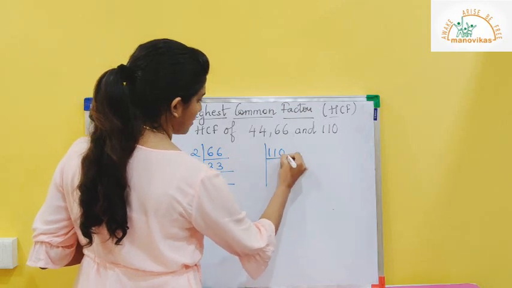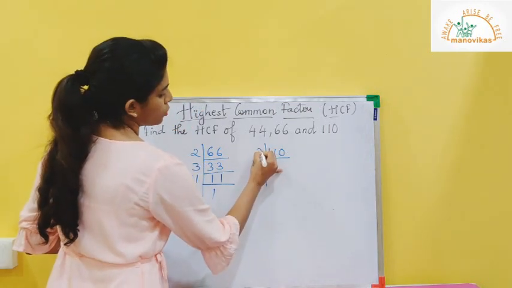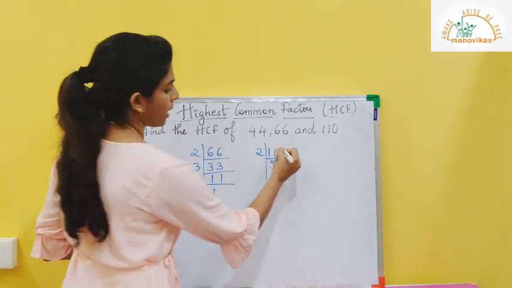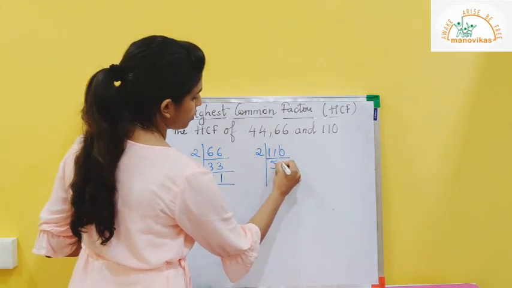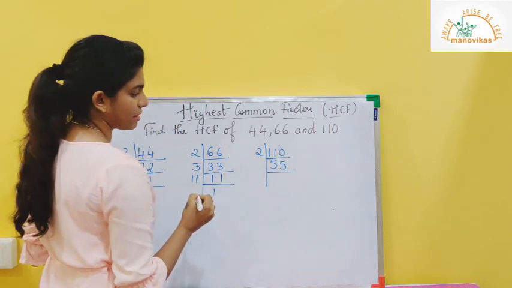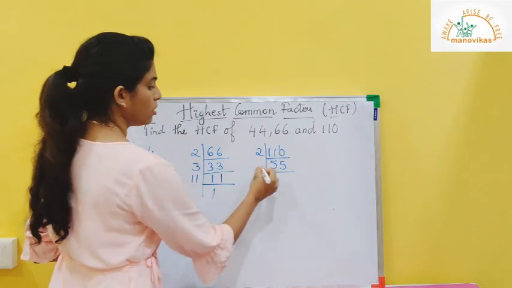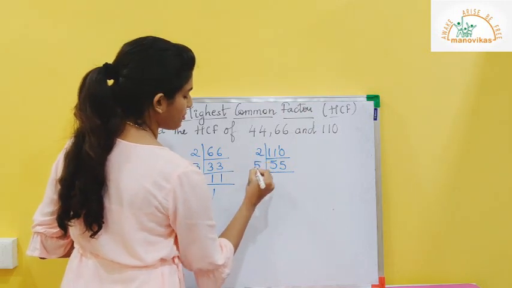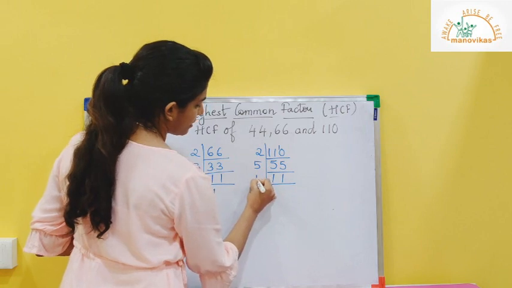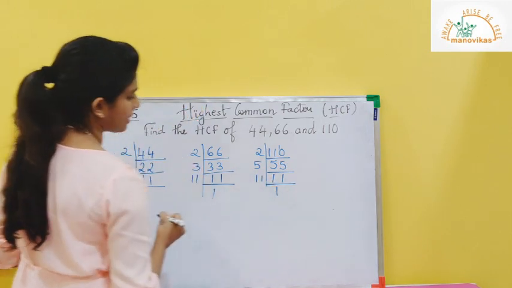110. 2 5s are 10. Now 55 is not divisible by 3. So I move on to the next prime number, that is 5. 5 1s are 5. Now I got 11. 11 1s are 11.